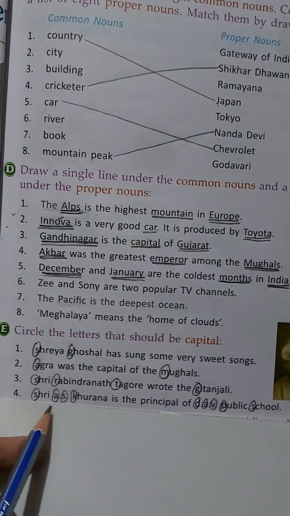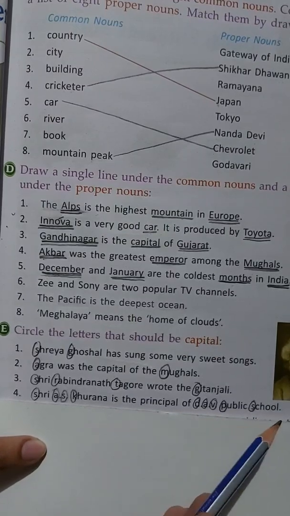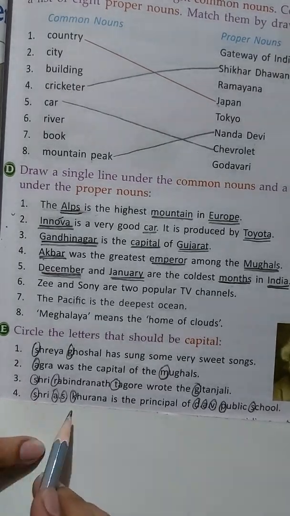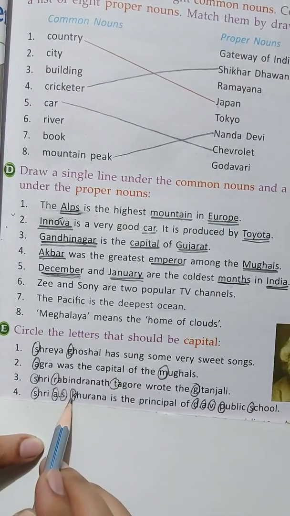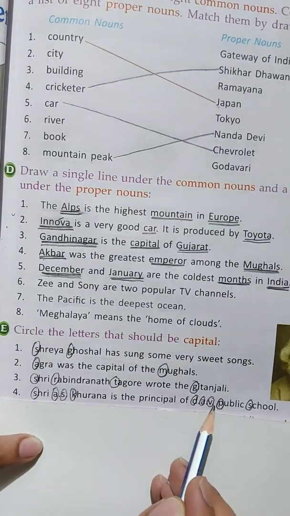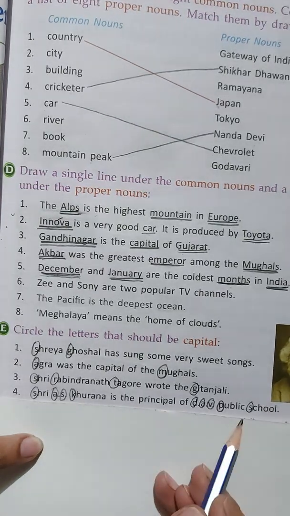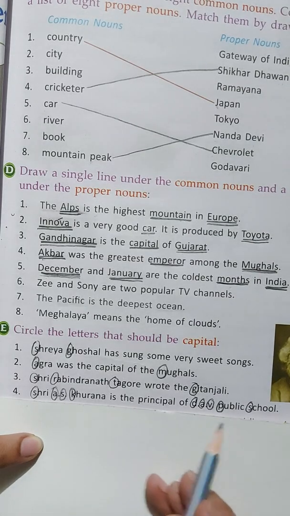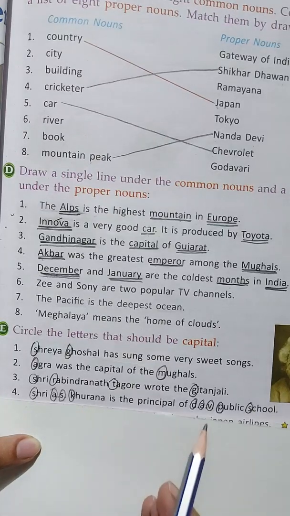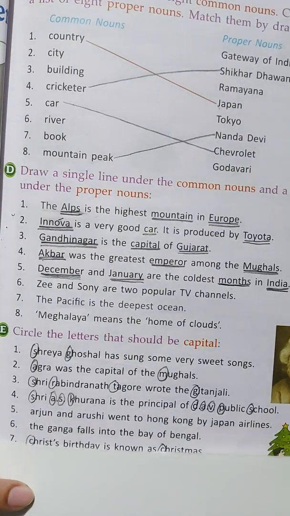Next, Shri A.S. Khurana is the principal of DAV Public School. Now here S of Shri again, A.S., K of Khurana should be capital, and D-A-V should be capital, P of Public, and S of School. These are proper nouns. That is why they should be capital. Shri A.S. Khurana is the name of a person and DAV Public School is the name of a school. Now one more for you.